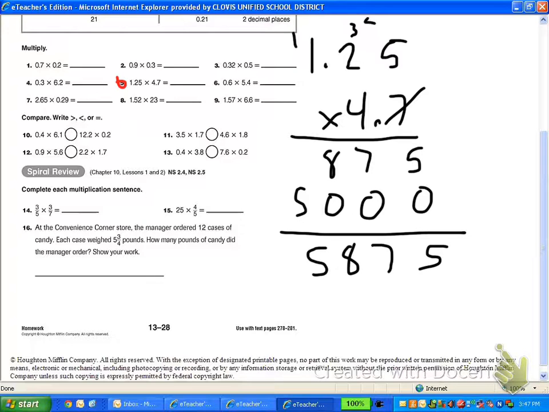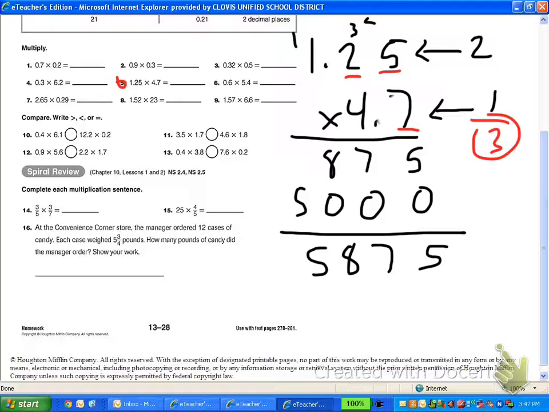So I have 5,875. I got to make sure I go back, count my decimal places. Here I got 2 spaces. Here I've got 1. Got 1, 2, and 1. So total of 3. 3 places to my left. 1, 2, 3. So the answer for number 5 would be 5.875.